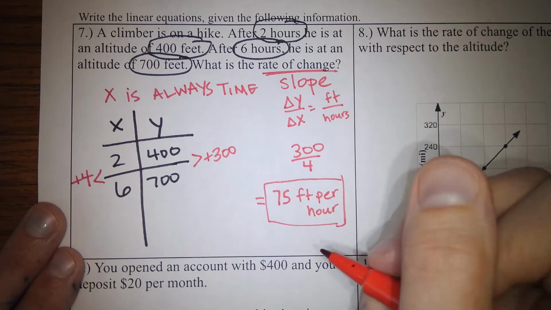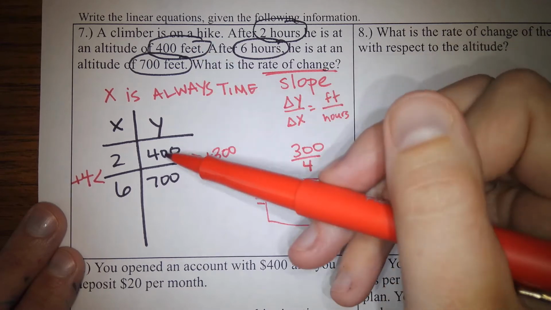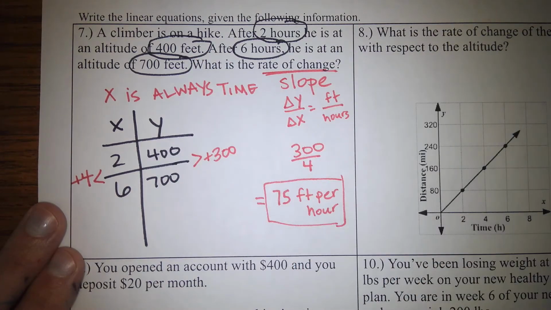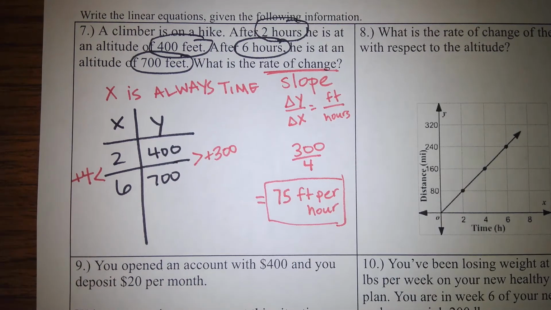All right, and it looks like he is going up, right? Because he's going from 400 to 700, so it's a positive slope right there.